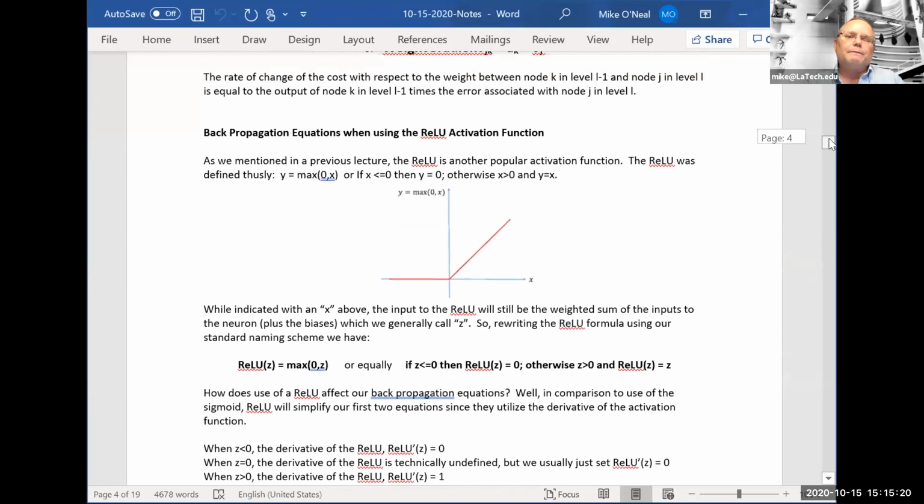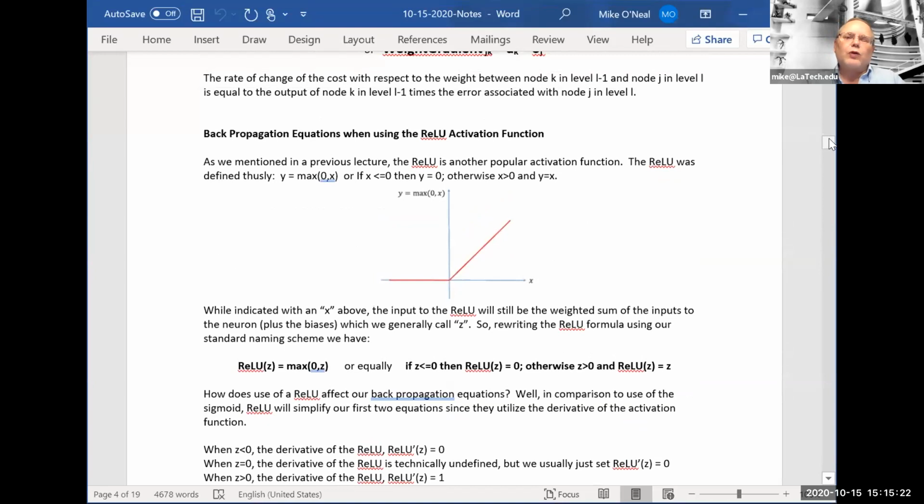Let's talk about backpropagation for the ReLU activation function. Okay. We talked about the sigmoid. It looks like an S. It varies from 0 to 1, very similar to the step function that we looked at for perceptrons. That's not the only function you could ever use for your output. There are lots of functions. Sigmoid is one of the most popular. ReLU is another very popular one.